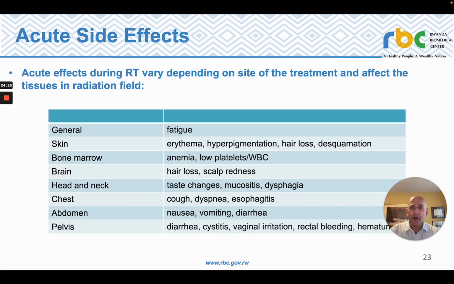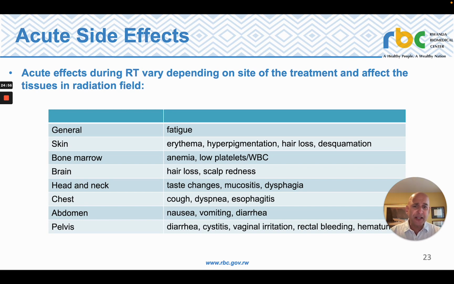So when we talk about acute side effects, what are some of the side effects? Many patients who receive radiotherapy have fatigue. When you're treating skin, you often see redness or erythema, hyperpigmentation, hair loss. There can be bone marrow suppression, particularly when you're treating large volumes of pelvis or spine. When you're treating the head and neck, there can be a lot of mucositis or dysphagia, taste changes, weight loss.